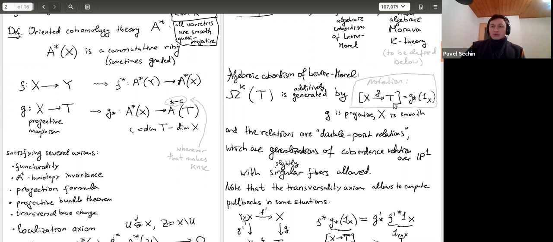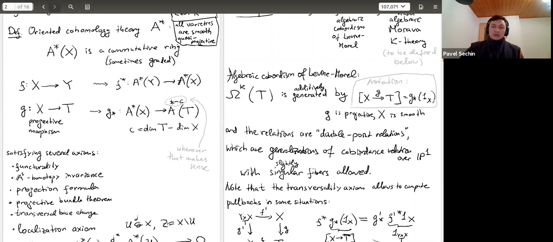So this is a class inside here, which can also be denoted the push forward of the identity element in the ring of cobordism of X, once we have defined the algebraic cobordism. Okay, so these are the generators. You can see they're quite geometric, and there are also very geometric relations between these generators, which are cobordism relations over the projective line.